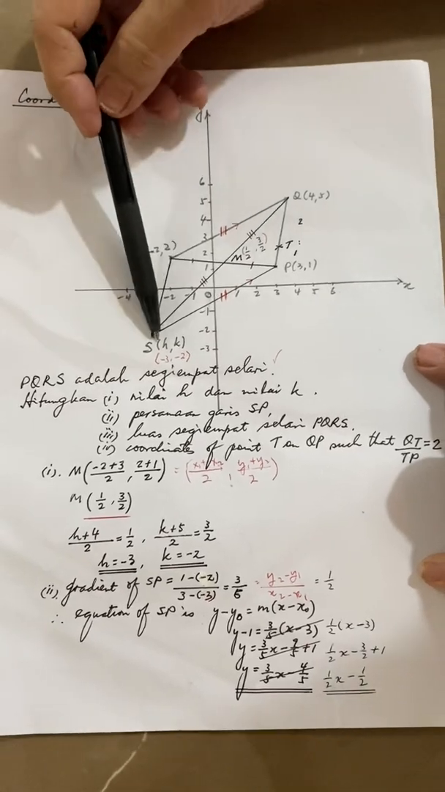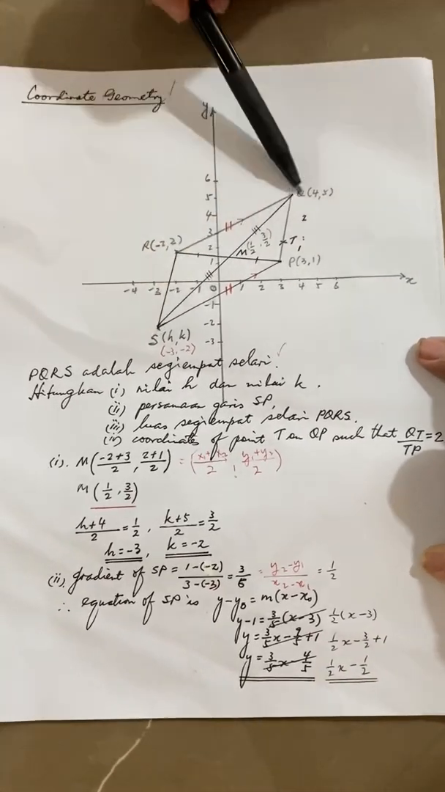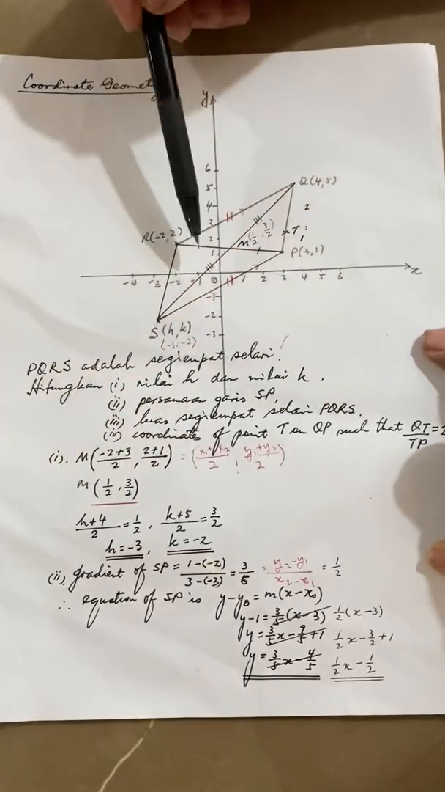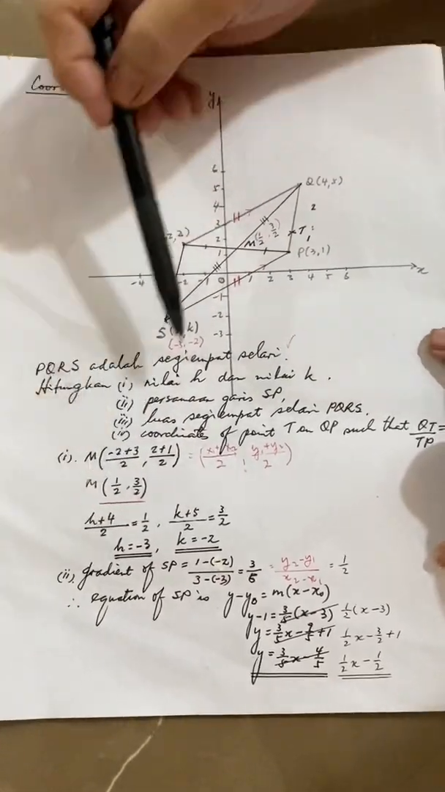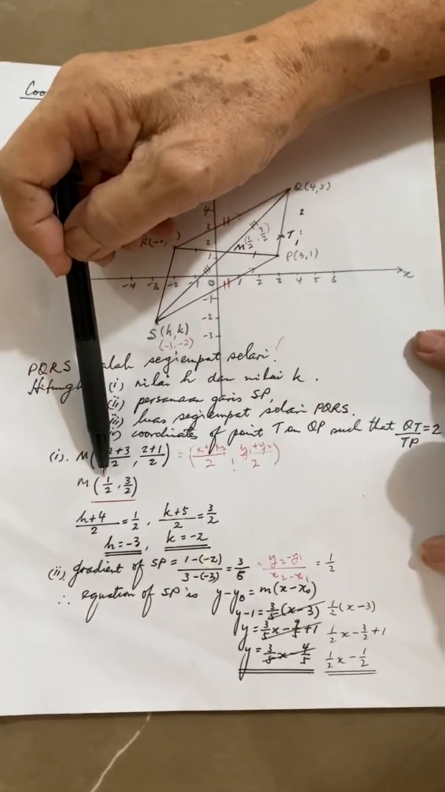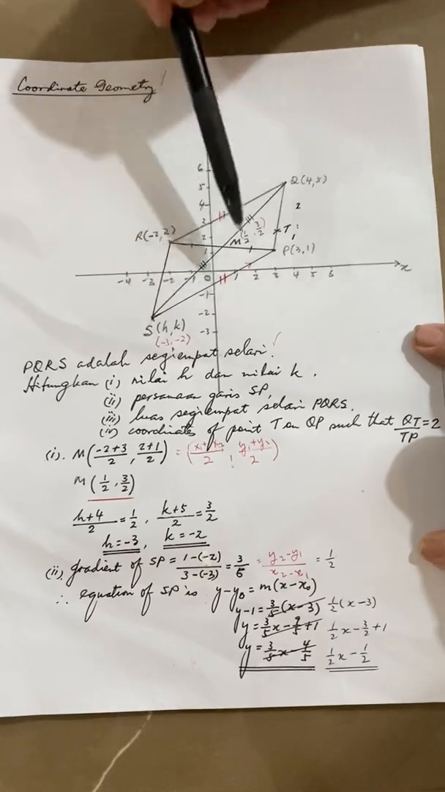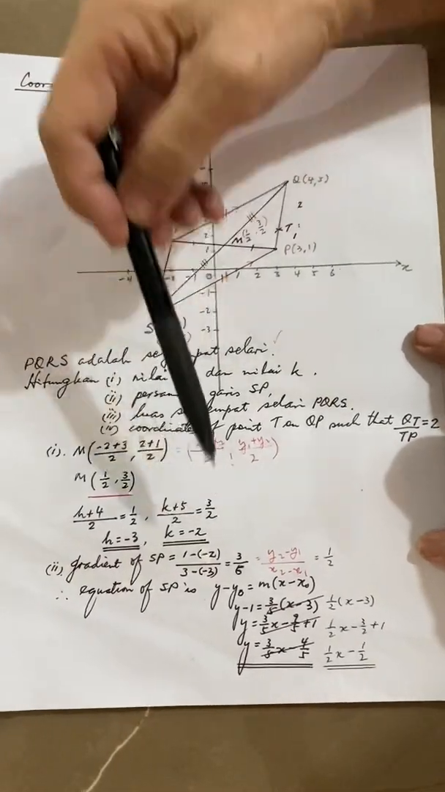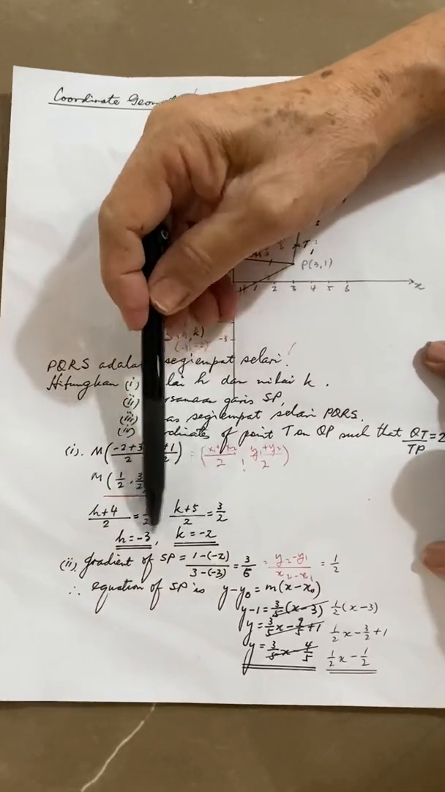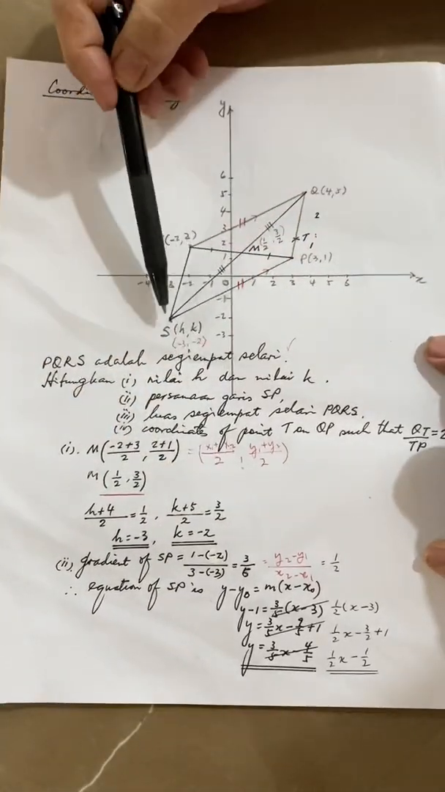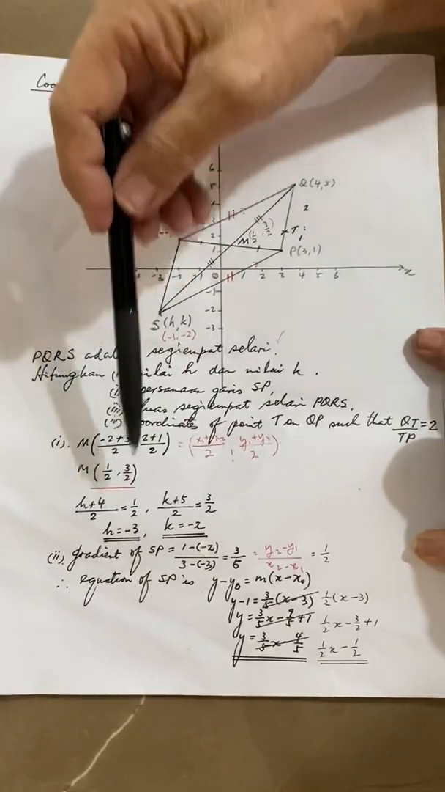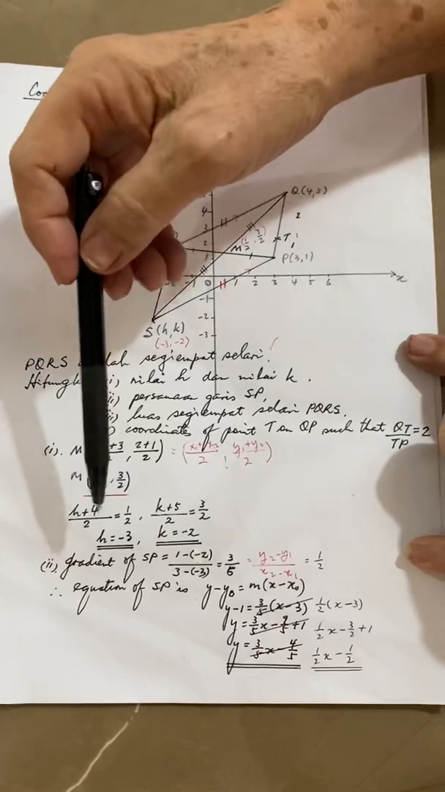So, we use the other diagonal QS again to find the midpoint. And from there, (h plus 4) divided by 2 should give me the x coordinate of M. (k plus 5) divided by 2 should give me the y coordinate of M. Having that, I will get h equals minus 3, k equals minus 2. So if the examiner does not give you h and k, you can put them in yourself.